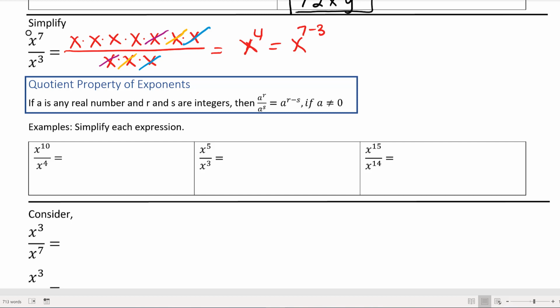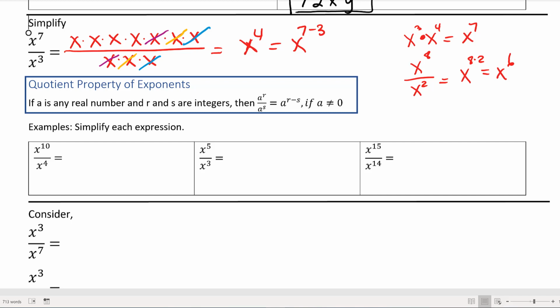So the quotient property of exponents says if a is any real number and r and s are integers, then a to the r divided by a to the s, notice the bases have to be the same, you can just subtract. So similar to when we did the product rule, and the product rule means you add the exponents, like x to the 3 times x to the 4. When you multiply two powers, you add their exponents. And when you divide, you're going to subtract their exponents. So the quotient rule is kind of the opposite of the product rule.